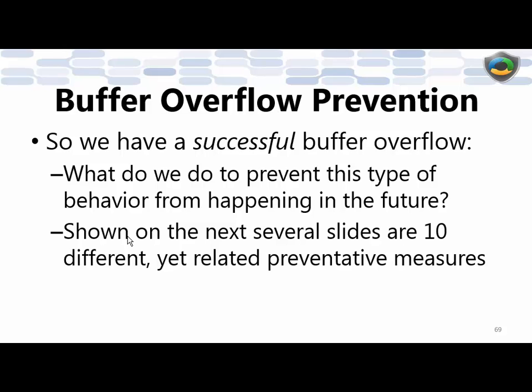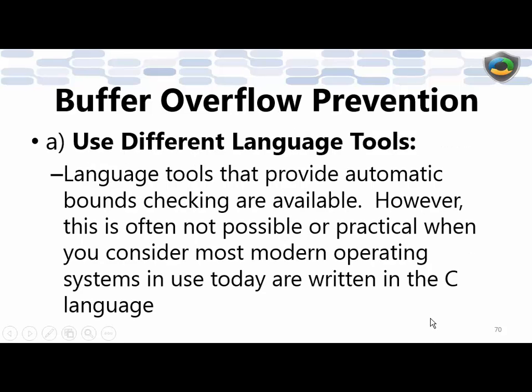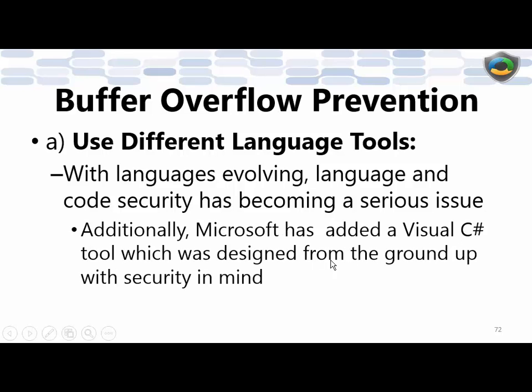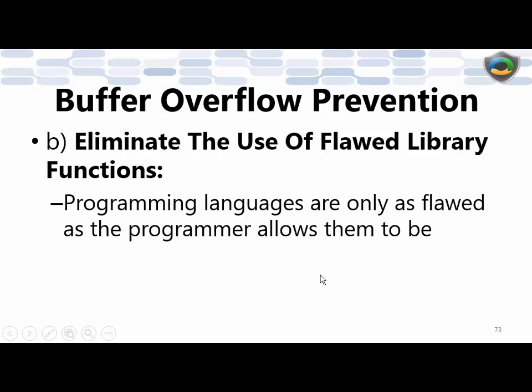In the next several slides, we're going to see 10 different yet related preventative measures, including using different programming language tools. As time has gone on, as the old saying goes, the mice have gotten smarter, so we've attempted to build better mousetraps. Still, there are problems with that because most libraries that are written eventually go down to be written in C. Microsoft, as mentioned, has completely rewritten Visual Basic and Visual C++ with string-safe security in mind, and they've added some Visual C# tools from the ground up with security in mind.